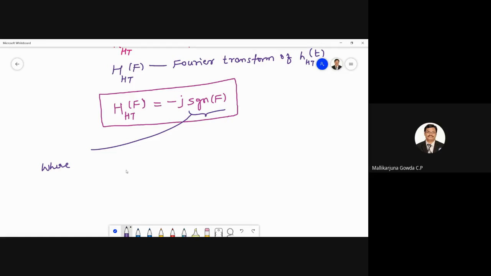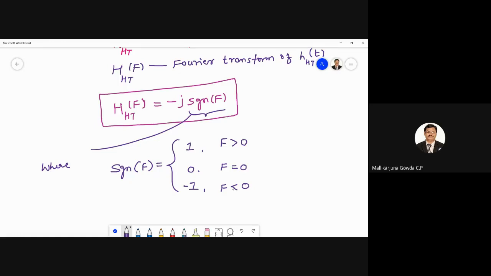No, sir. Okay, let me define the signum function. Signum of f is equal to 1 for f greater than 0, and it will be 0 at f equal to 0, and it will be minus 1 for f less than 0. So this is the definition of the signum function.